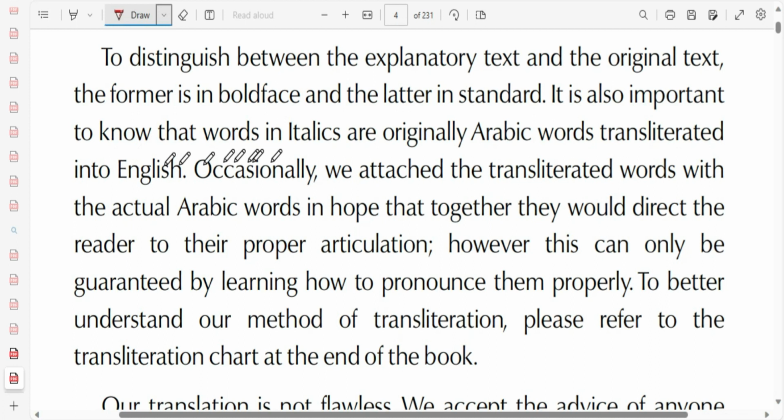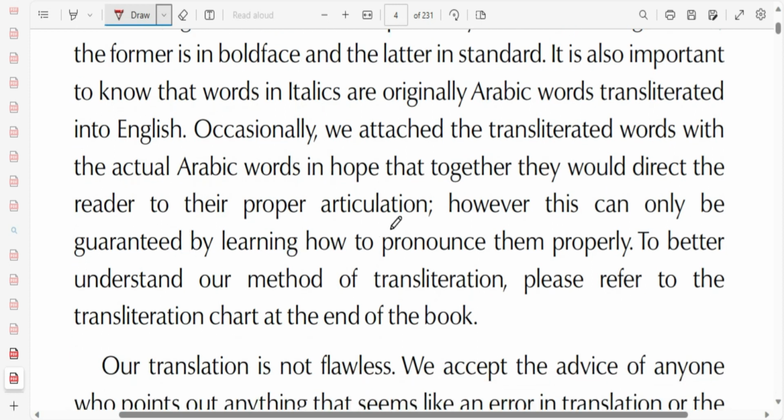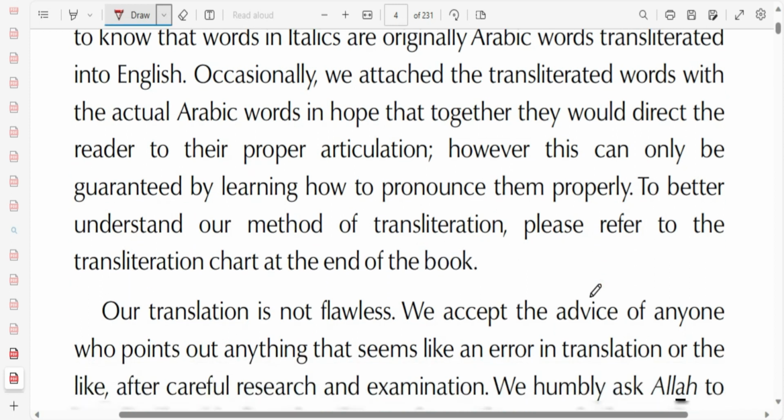It is also important to know that the words in italics are originally Arabic words transliterated into English. Occasionally, we attach the transliterated words with the actual Arabic words and hope that together they would direct the reader to their proper articulation. They're saying, sometimes we transliterated the Arabic word and still put the Arabic word in Arabic next to it so that you can pronounce it properly. However, this can only be guaranteed by learning how to pronounce them properly. To better understand our method of transliteration, please refer to the transliteration chart at the end of the book.